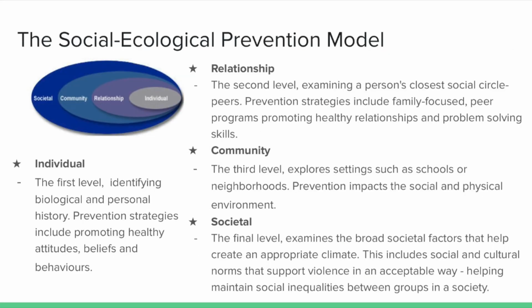Prevention requires addressing all four levels of social ecology. The individual level deals with promoting positive attitudes, beliefs, and behaviors. The relationship level suggests family-focused and peer mentoring programs for healthy relationships. Community focuses on impacting the environment on a social and physical level. The societal level addresses social and economic inequalities and their connection to violence.